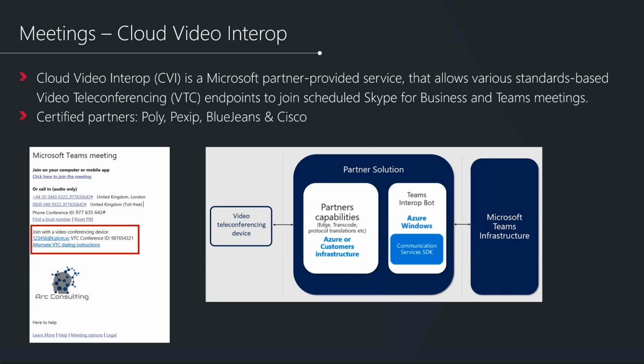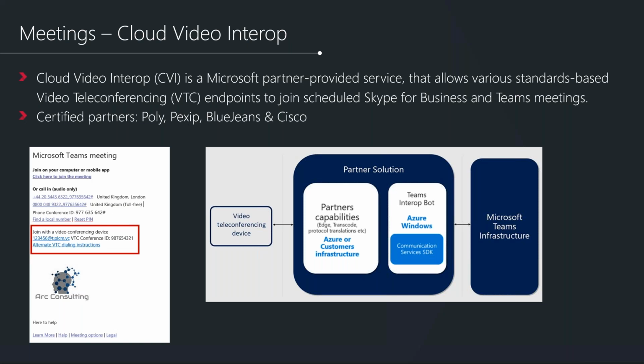So Microsoft's solution was the Cloud Video Interop service. And this is basically a cloud service being provided by 3 partners at the moment. What it does is it bridges a SIP and H323 conference into a Teams conference. So you still have a Teams meeting running and you still have the SIP meeting running, and then there is a bridging service which in effect connects those two together.